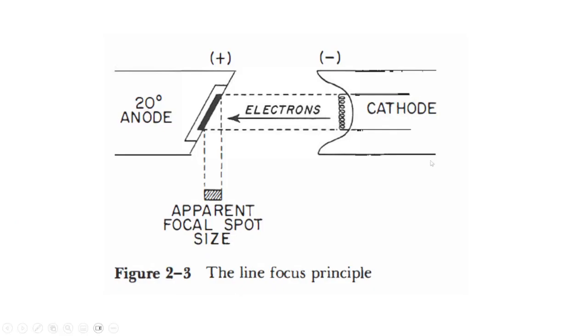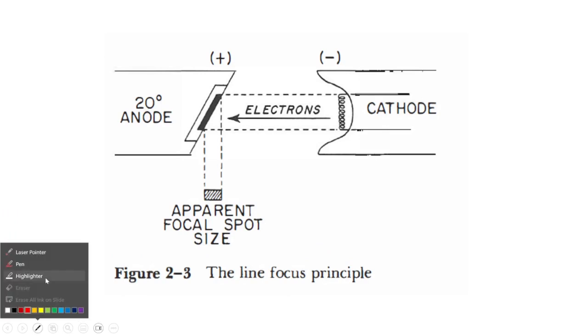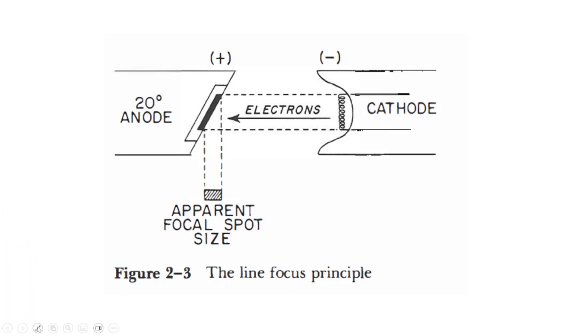Hello friends, let us now learn some important points about the anode. In the last class we learned about the cathode. Now let us learn about the anode. Before we start learning about the anode, we should learn something about the focal spot. Not the focal spot size, but what is focal spot? Focal spot is the area on the tungsten anode where the electrons come and hit the anode.